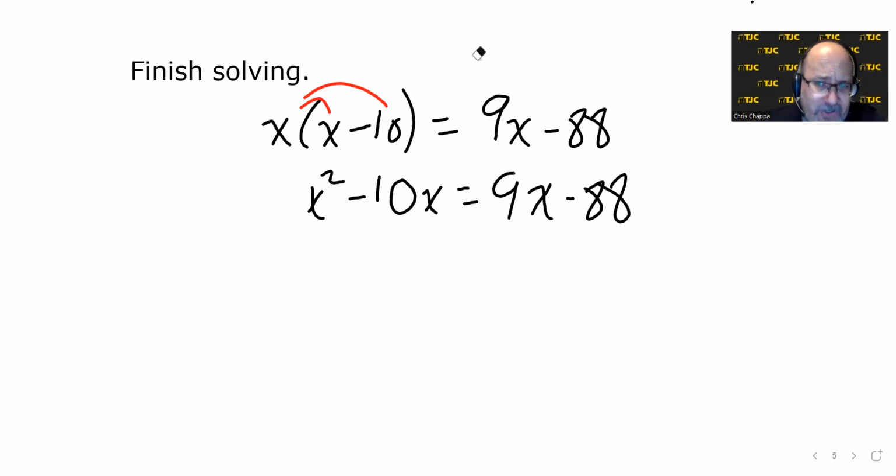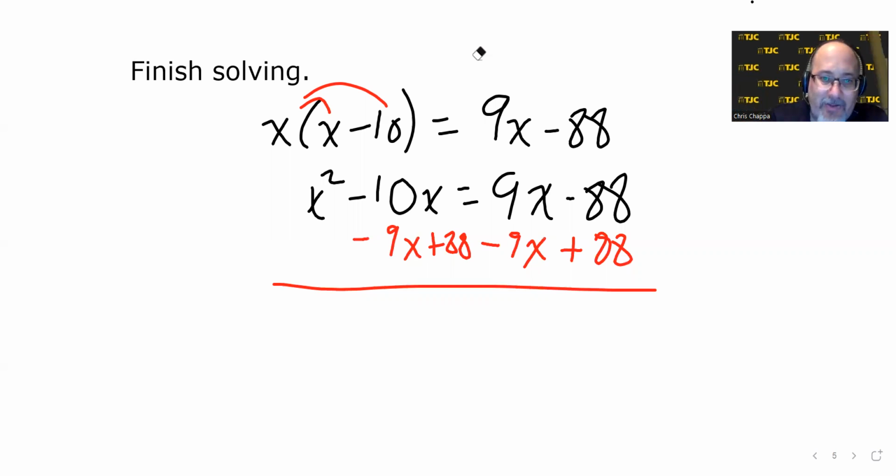I'm going to keep it on the left side, so everything is going to go on the left side, which means we're going to empty out the right side. We can get rid of the 9x on the right by subtracting 9x. If you were thinking divide by 9, you were talking about getting rid of just the 9. I need to get rid of the 9x as a term. And to get rid of the minus 88, we can do plus 88 on both sides. Getting a little crowded here, but that's okay.